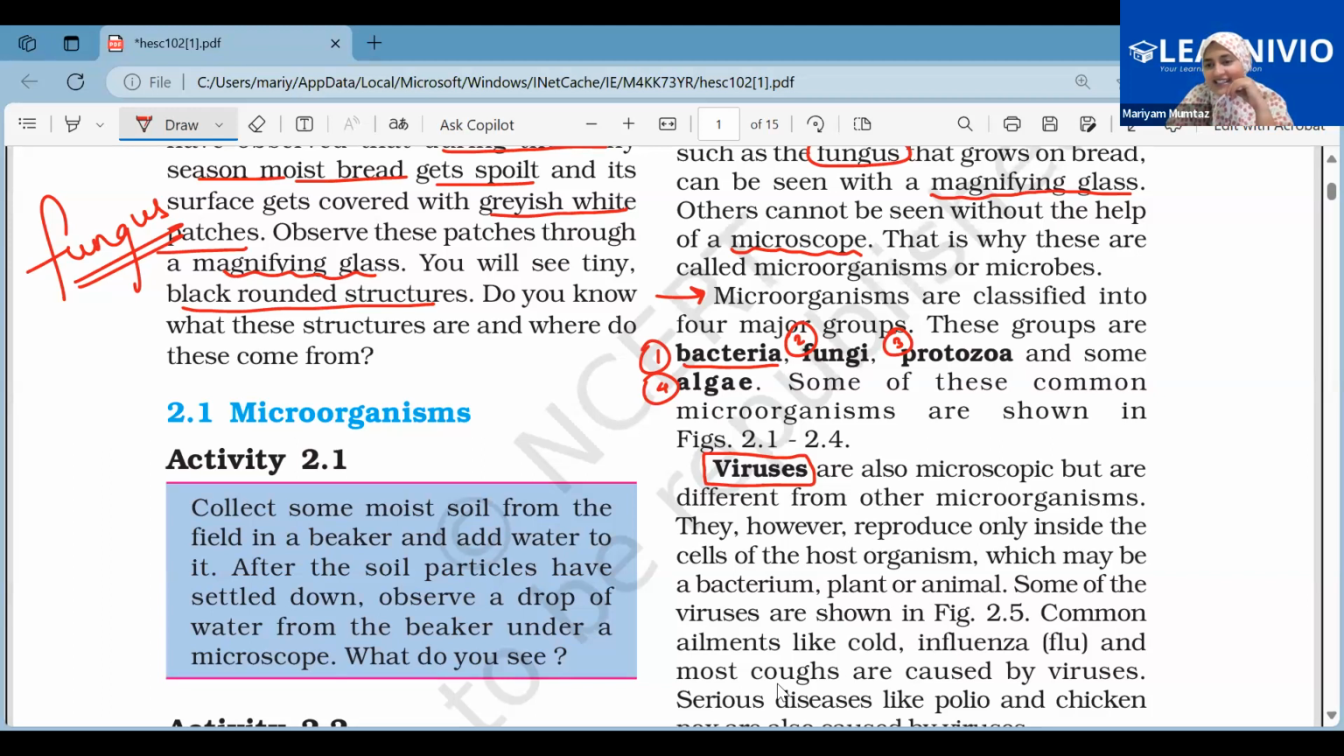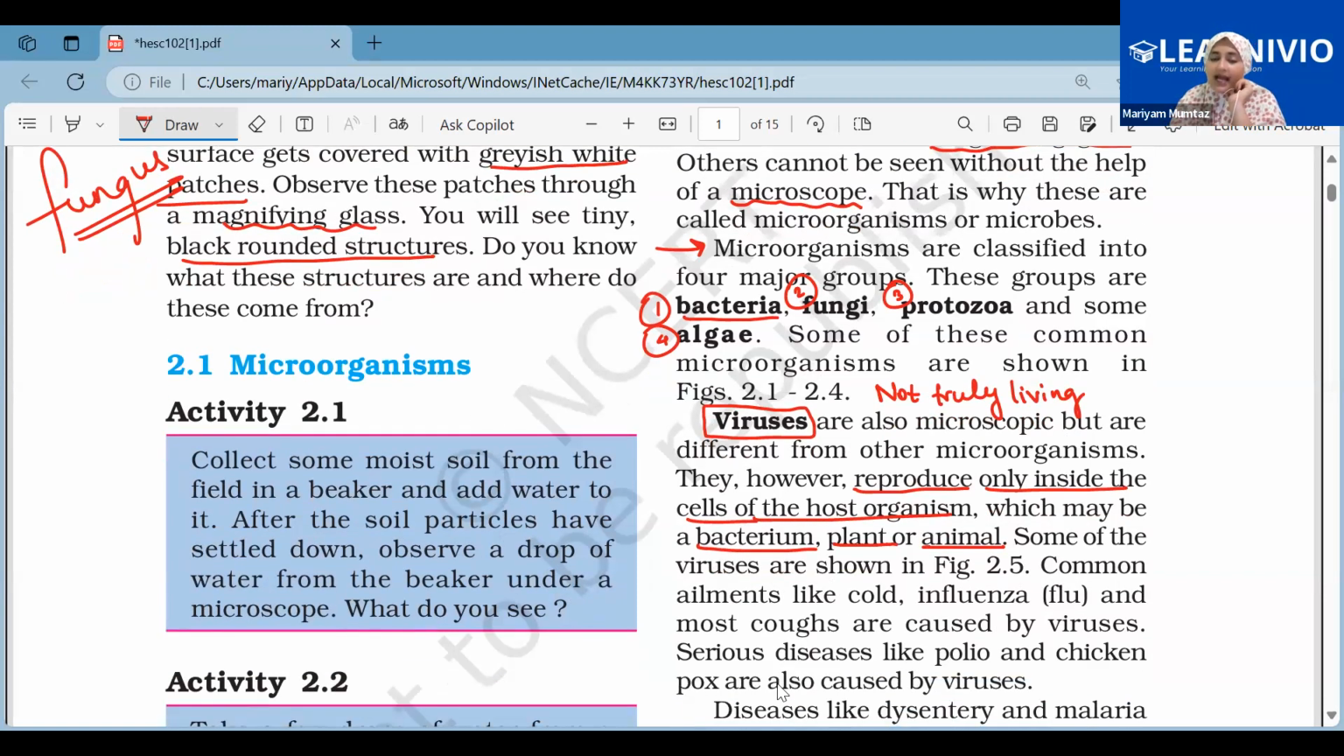So what do we call viruses? They are not truly living because they have a dual thing. They are dead outside, alive inside. Right? So they can reproduce only inside the cells of the host organism, which may be a bacteria, a plant or an animal. Host means us, at whom the viruses attack. So the host can be humans, animals, plants, or even bacteria.